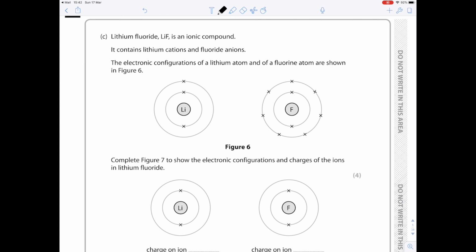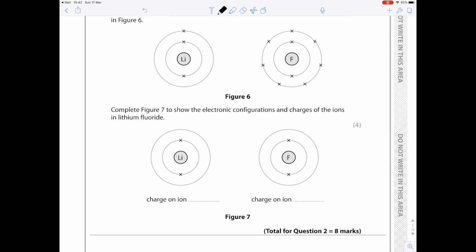C. Lithium fluoride, LiF, is an ionic compound. It contains lithium cations and fluoride anions. The electronic configurations of a lithium atom and a fluorine atom are shown in figure 6. Complete figure 7 to show the electronic configurations and charges of the ions in lithium fluoride.